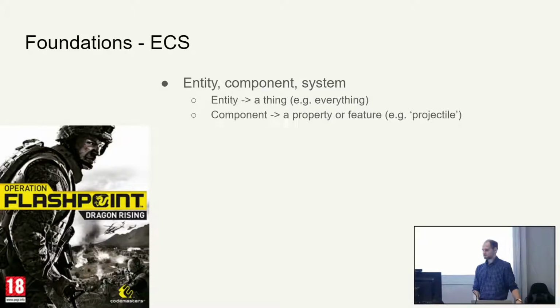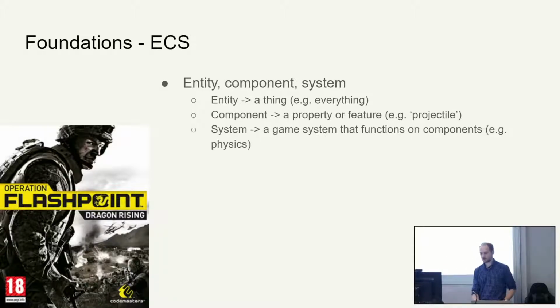Then you have a component. A component, for example, a projectile, or a car, or a physics object, or a natural object, whatever you want, is sort of like a tag that you just apply to an entity. Entities can have multiple components on them. They could have one, they could have none, they could have many, it doesn't matter. And finally, a system, which is a game system that functions on your components, e.g. physics. For example, you might have a physics system in your game, and you would have written it to go through and deal with every entity that's tagged with a physics component.